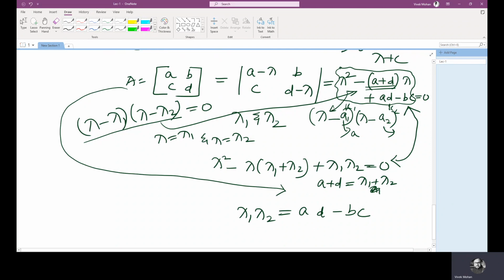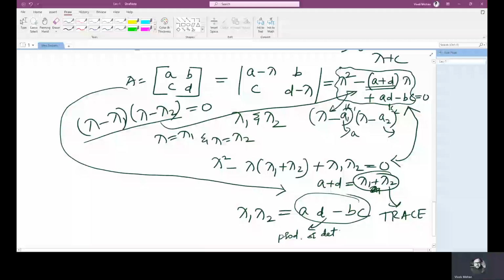A, B, C, D is the generic matrix. A plus D, just the sum of the diagonal elements, gives you the sum of eigenvalues, and AD minus BC, which is the determinant, gives you the product of eigenvalues. So from these two equations, you can evaluate the eigenvalues. Now the sum, lambda 1 plus lambda 2, is known as the trace of the matrix, and this is known as the product, or determinant.